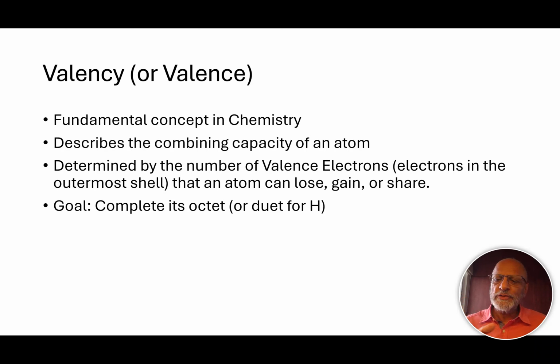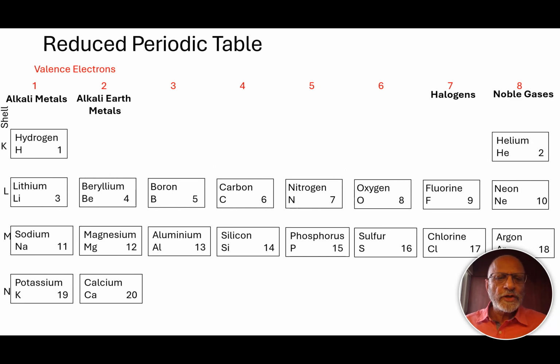It is only these electrons that an atom can lose, gain, or share, because its goal is to complete its octet, or in the case of hydrogen, a duet, but the rest is all octet. So if you recall the periodic table, I had the valence electrons in red: 1 for alkali metals, 2 for alkaline earth metals, 3, 4, 5, 6, 7 for halogens, and 8 for noble gases.